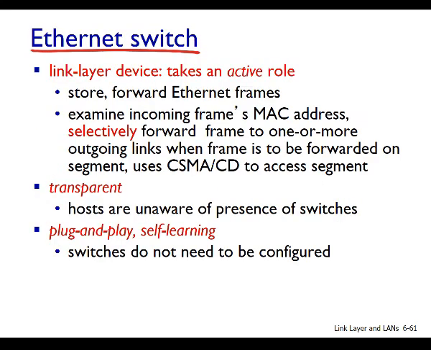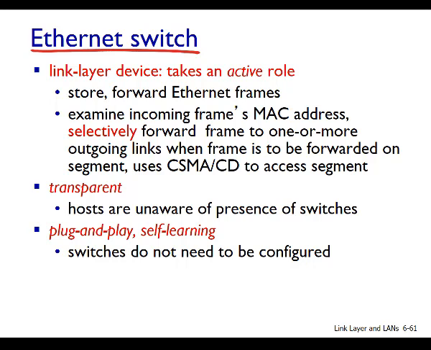So an Ethernet switch is a link layer device that will take an active role in the network. Ethernet switches will store and then forward Ethernet frames that come in. They do this by examining the incoming frames and examining the destination MAC addresses and then selectively forwarding these frames to one or more outgoing links when a frame is to be forwarded. And carrier sense multiple access collision detection is used to access a segment.